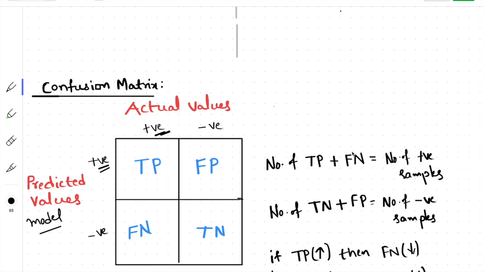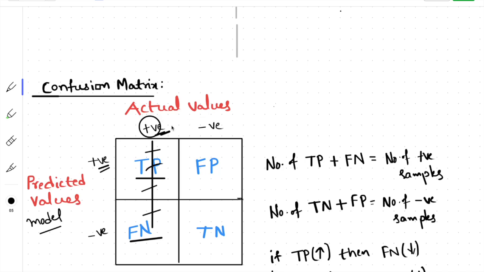So let us visit some of the derivations that we can derive from this confusion matrix. The number of true positives plus false negatives is equal to the number of positive samples, right? True positive means it is actually positive and the model has predicted positive. False negative means we are telling negative but it is actually positive. So all the values that fall in this quadrant are equal to the number of positive samples, right? That's what the confusion matrix is also telling.